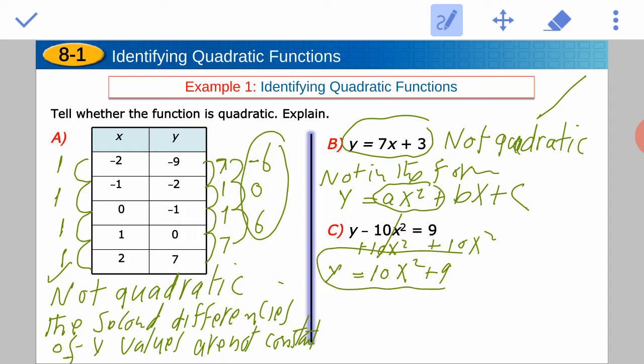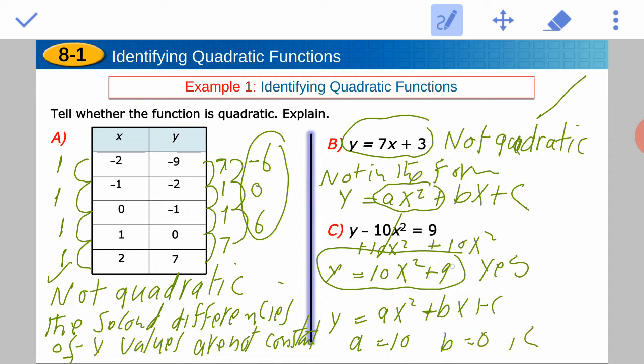What do you think, guys? Does this equation represent a quadratic function? Yes, absolutely, it's a quadratic. What is the reason? It is written in the form y equals ax squared plus bx plus c. What are the values of a, b, and c in this equation, guys? A is the number in front of x squared, it's 10. In this equation, there is no x term. It means b equals 0, and c is a constant by itself, equal to 9. So part C, this equation represents a quadratic function.